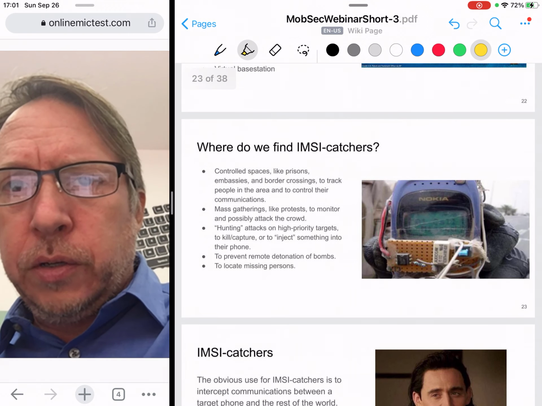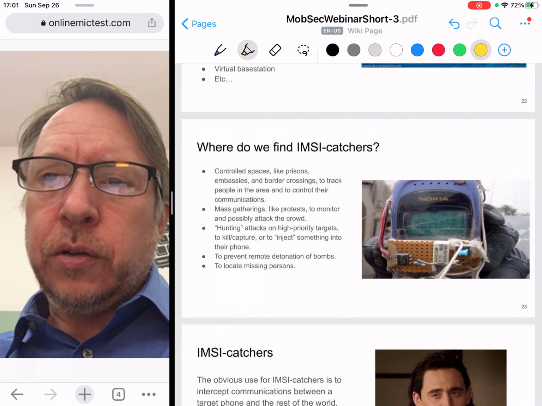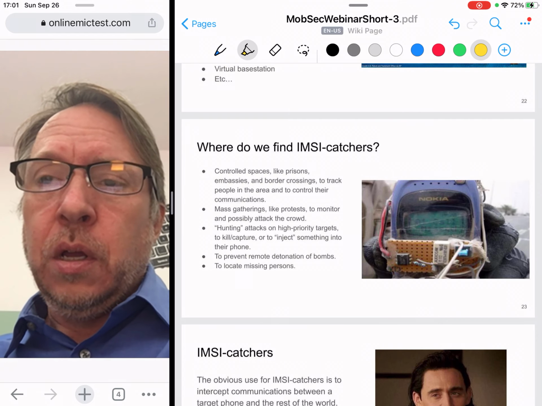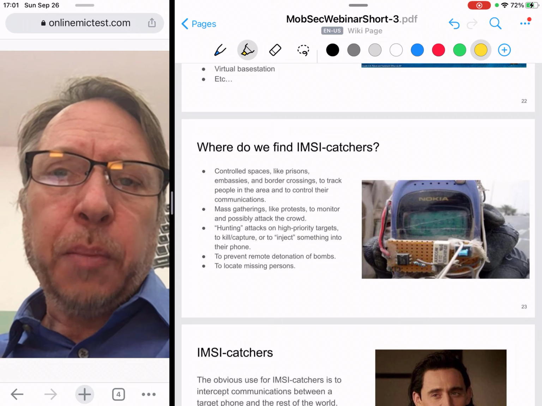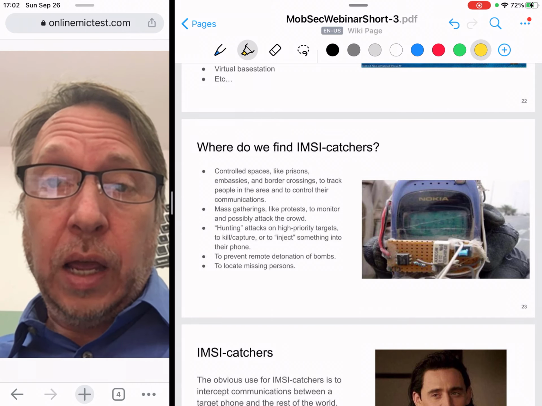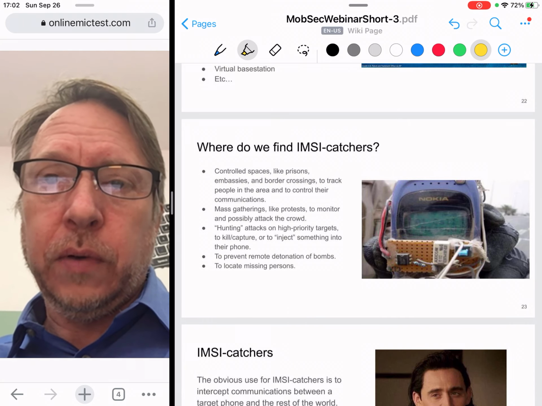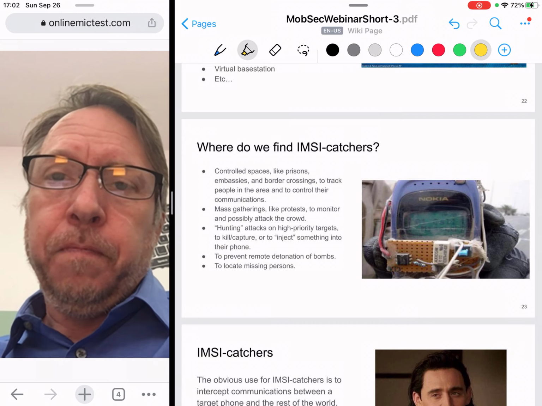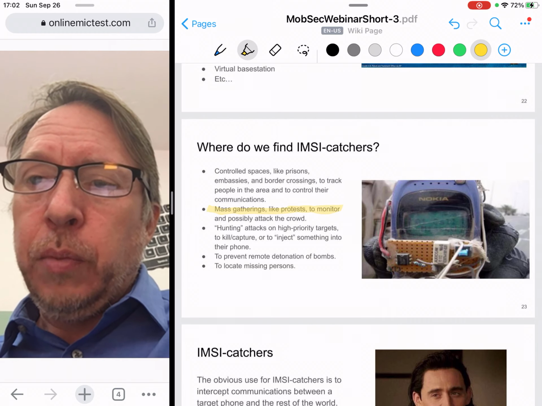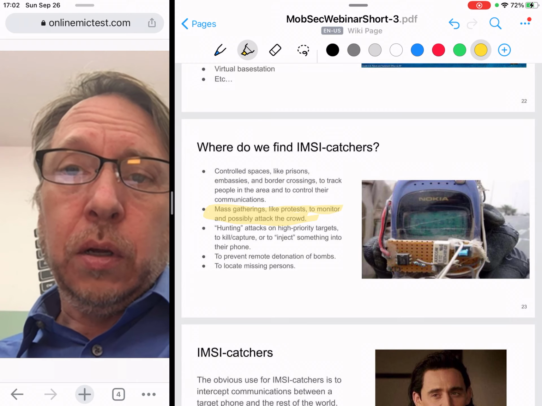You find them in controlled spaces like prisons and embassies and border crossings, where they're used to track people moving through the area or to control their communications, like a denial of service attack, so unauthorized people can't use their cell phones in these areas. DRT boxes in particular have been used by American law enforcement over mass protests, probably to collect identity information on people in the crowd. Something I personally find very disturbing.